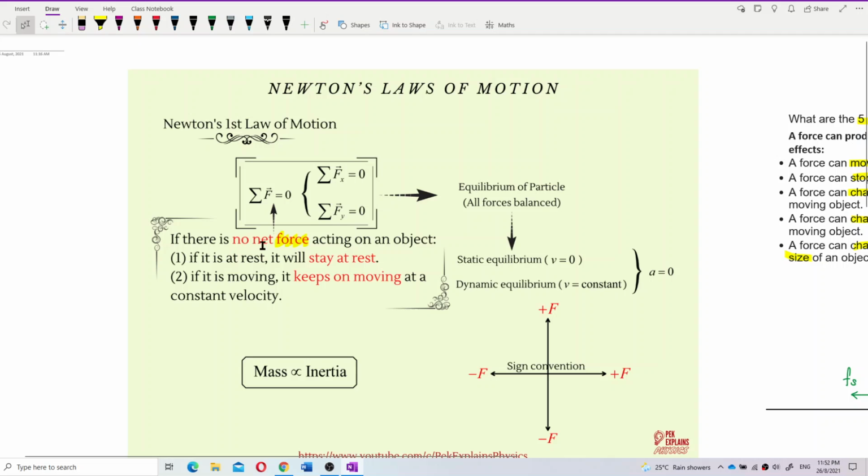So right now we have no net force. No net force means no resultant force. Bear in mind, this doesn't mean that the object has no force at all. The keyword here is no net force. It doesn't mean that no force is acting on the object. There are forces acting on the object, but it just does not have a resultant force. The resultant force becomes 0. No net force implies that the object may have or may not have forces acting on it.